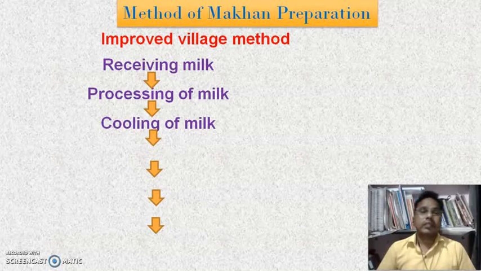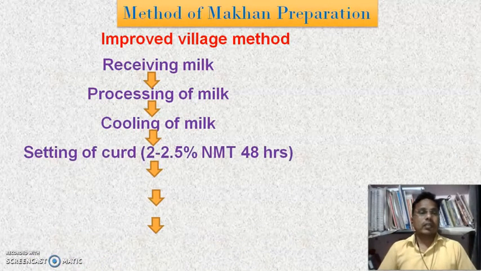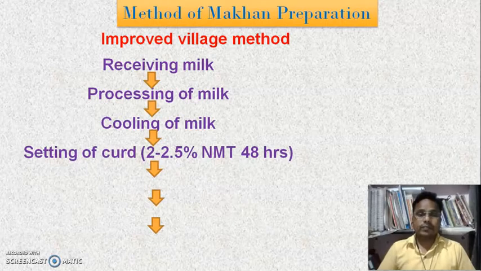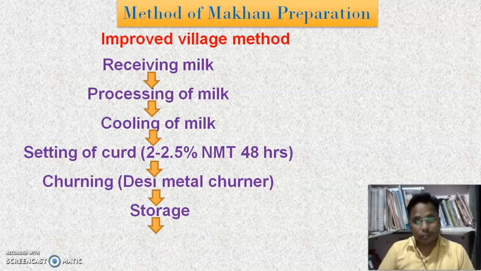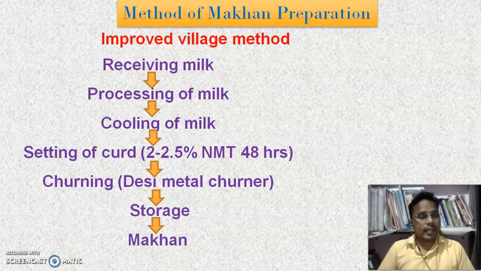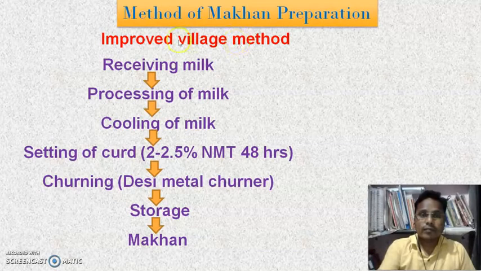First step is the receiving milk, second step is the processing of milk, then the cooling of milk, setting up curd, then churning, the storage of makhan, and the final product, that is the makhan. So this is the flow diagram of the improved village method.